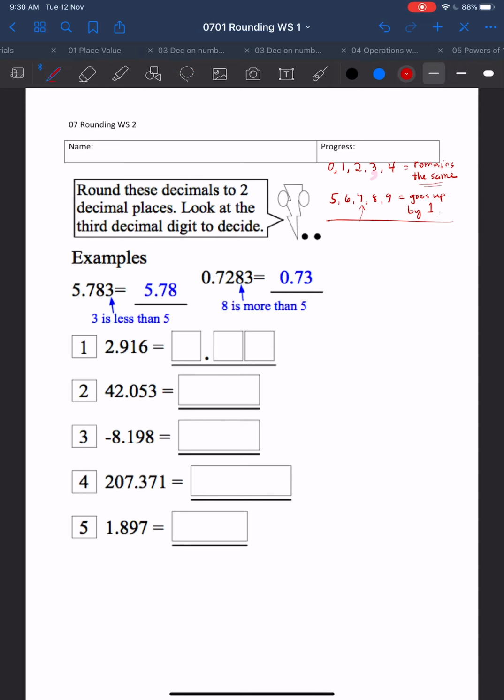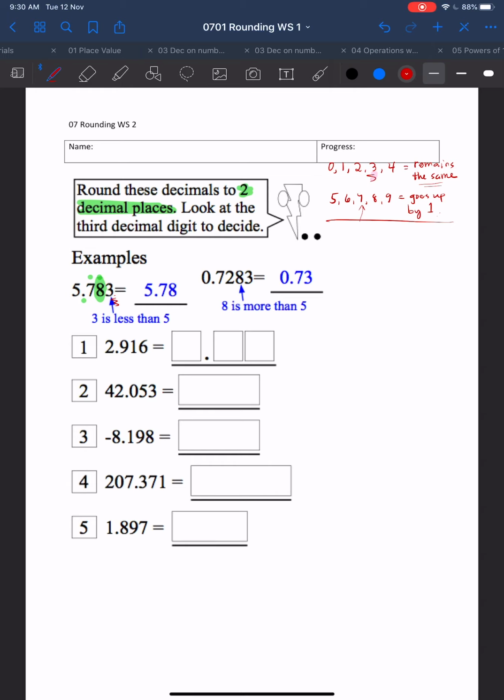Okay, so let's look at this one. It says round to 2 decimal places. 2 decimal places means 2 place values after the decimal point. So if we look here, the decimal point is here. 2 decimal places would be 1, 2 to that place. Again, look at the next digit, which is 3.